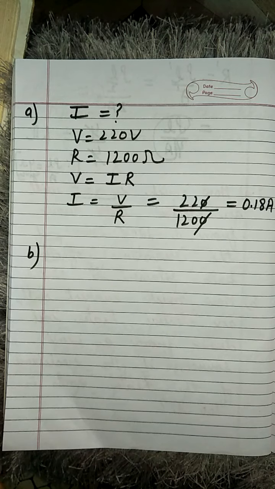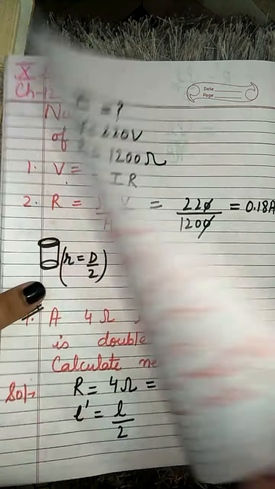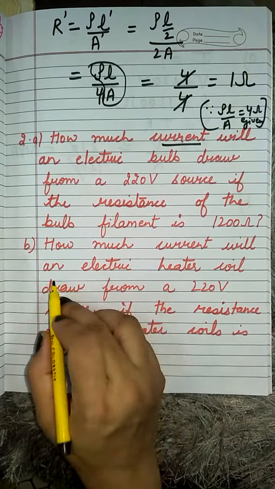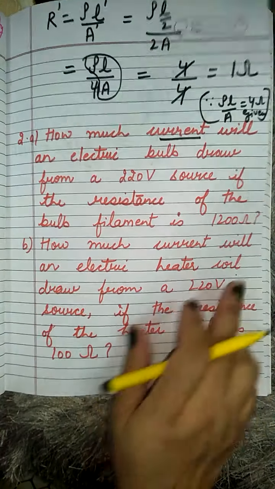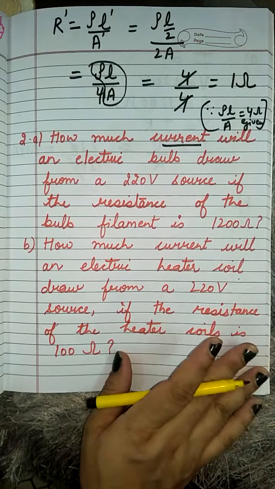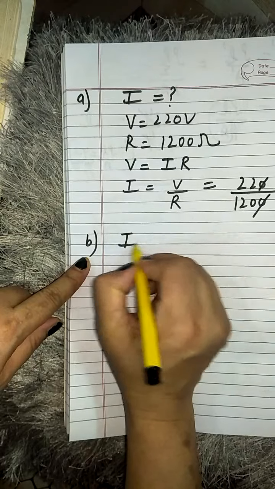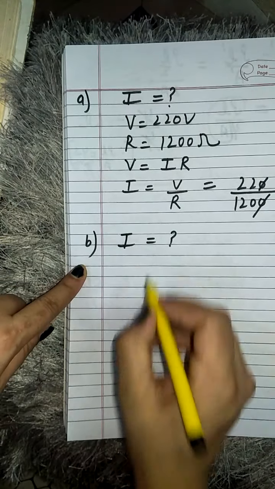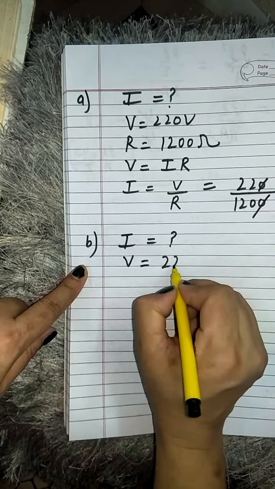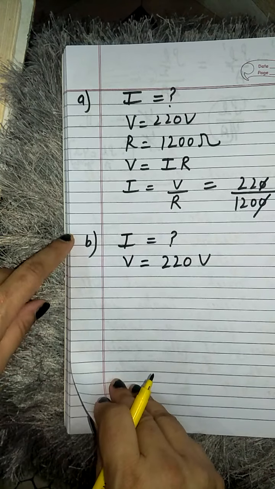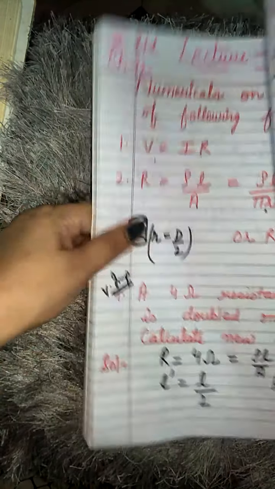Okay, now your next question, that is the B part for this question. See B part: how much current will an electric heater coil draw from a 220 volt source? Again you want to find out the current. The voltage source is the same, having a voltage of 220 volt. And what is he saying here?